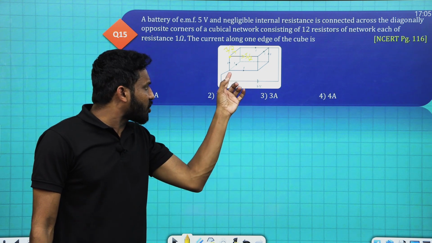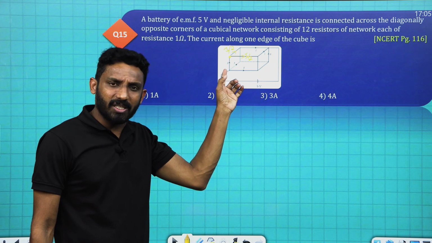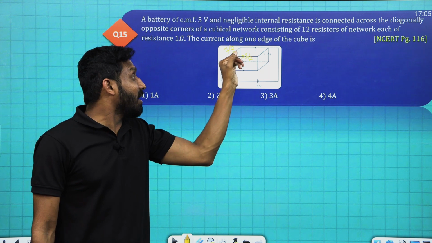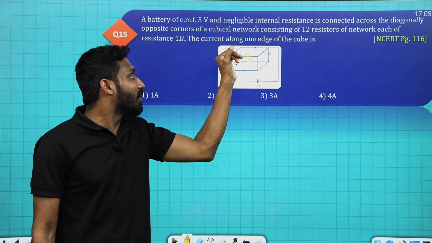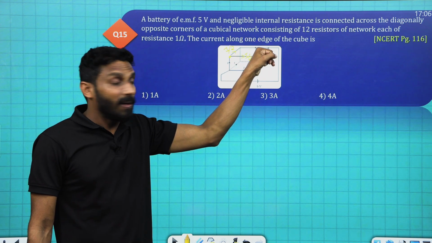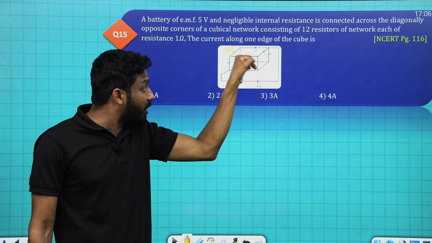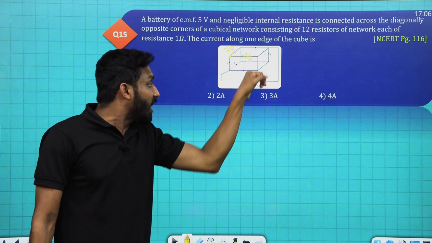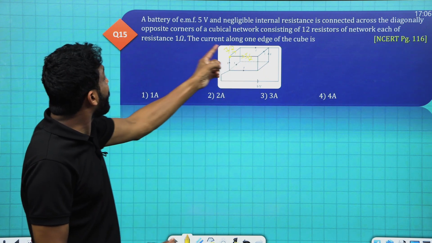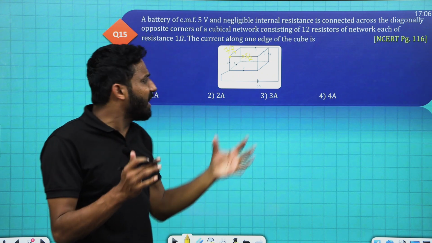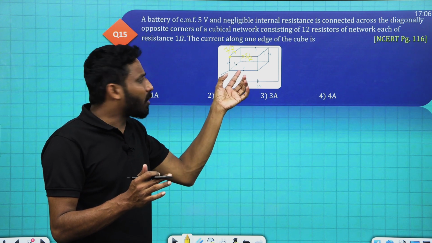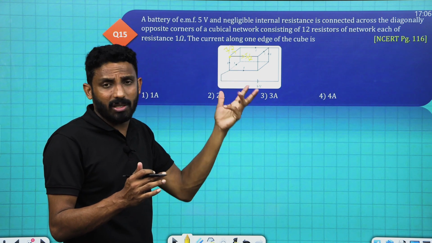So in the figure, at this junction the current is split into 3 and the values are mentioned as I. But here it is I by 2, here it is I by 2, and here it joins as I. Then in this arm it will be I by 2, in this arm I by 2, and in this arm I by 2. Current along one edge is asked. One edge means different edges have different currents: there is I across certain edges and I by 2 across certain edges.